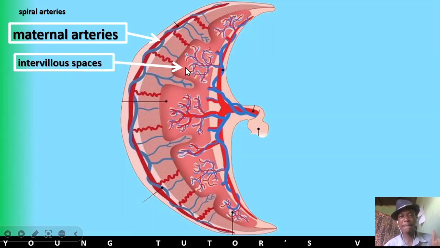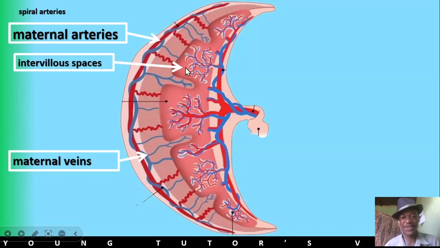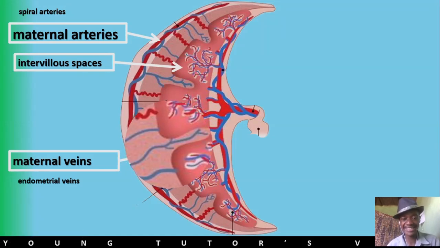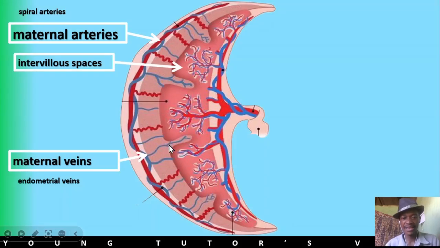So how are these spaces drained after gaseous exchange and diffusion of nutrients? We have maternal veins. Maternal veins are the ones that are draining these intervillar spaces through the endometrial veins, these veins that are extending into the placental septa, as you can see here, those in blue. Those are endometrial veins that are draining blood from the intervillar spaces to deliver it to the maternal vein so that it can get back for oxygenation. So now this is the maternal side.